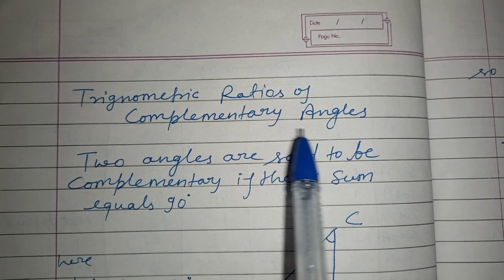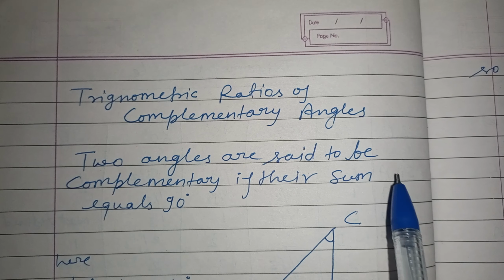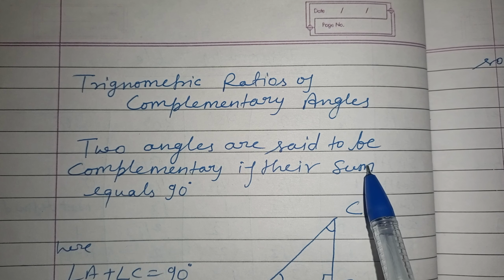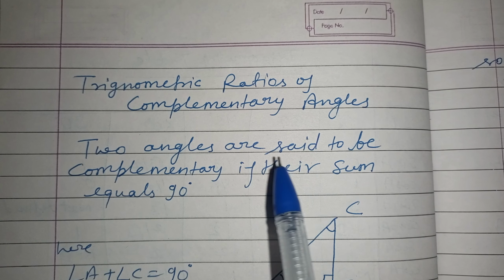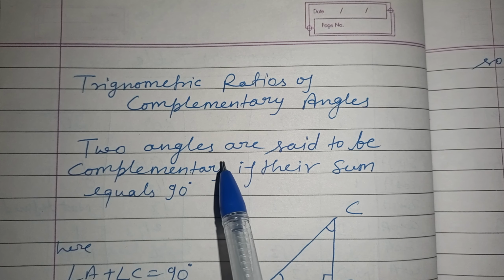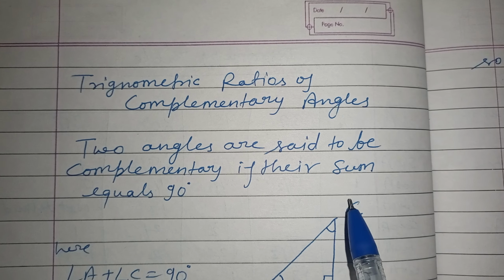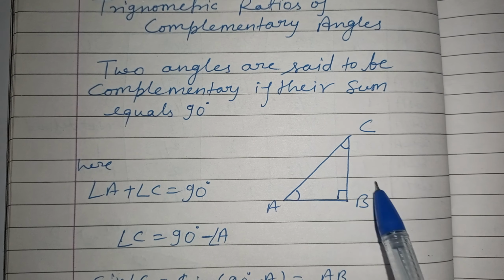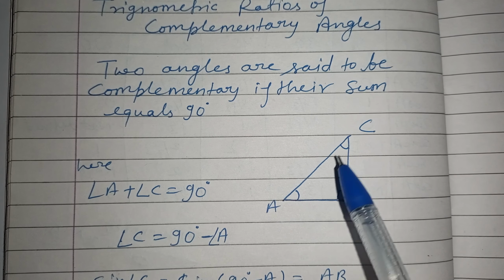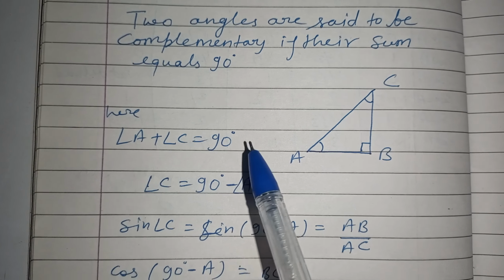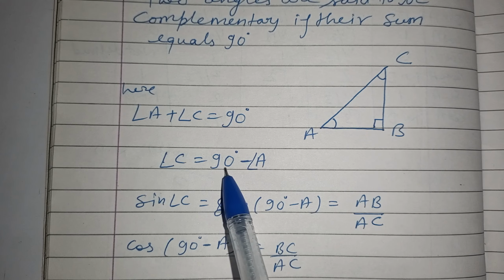Let's talk about trigonometry ratio of complementary angles. Then what is a complementary angle? First you have to understand the complementary angles. Complementary angles are the angles whose sum is equal to 90 degree. Let's talk about this triangle. Here angle A plus angle C will be equal to 90 degree. And angle C will be 90 minus angle A.